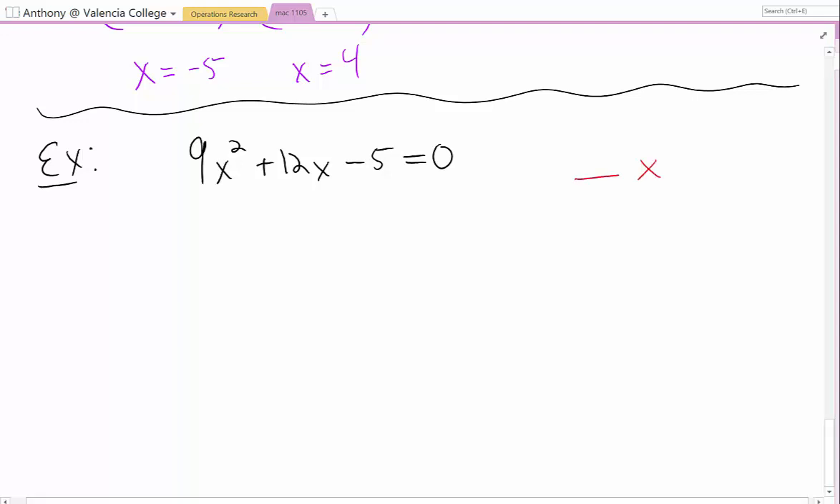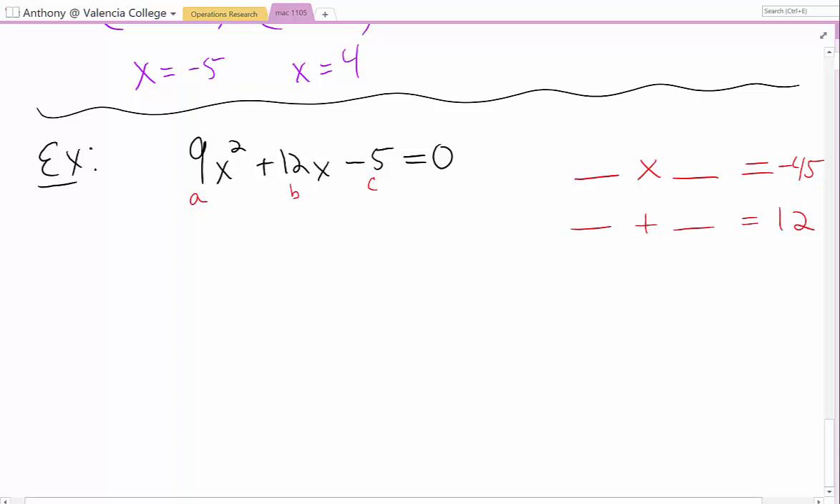You're looking for a set of numbers that multiplies to give you what A times C is. Remember our standard form, right? That's A, B is 12, and C is a negative 5. So A times C is going to give us 9 times a negative 5. Be extra careful with your signs there. A negative 45. And then the same two numbers have to sum to give us a positive 12. That's the middle term. Okay?